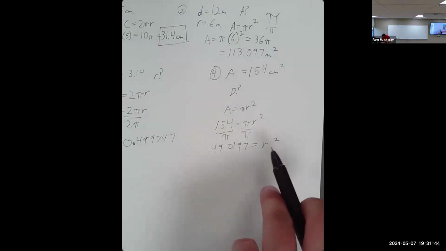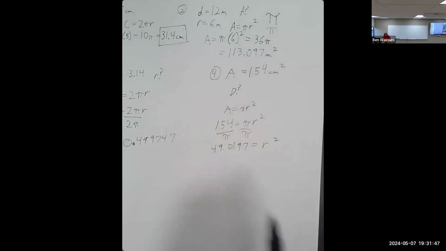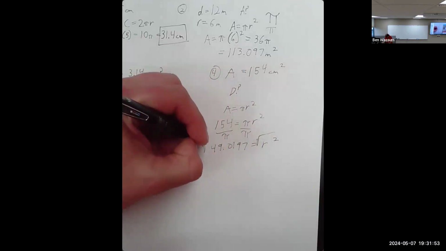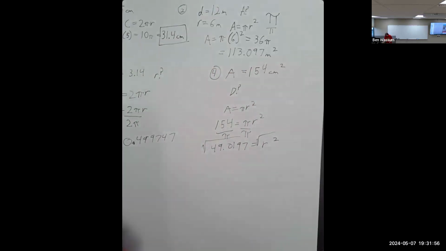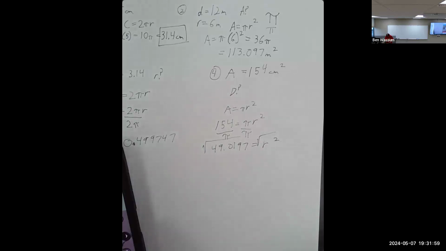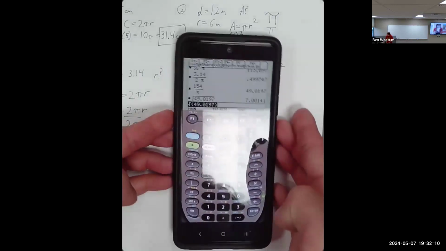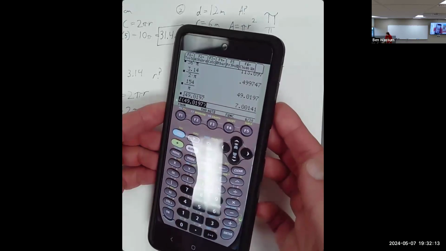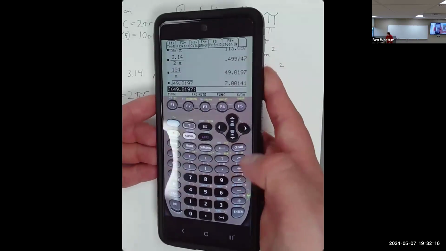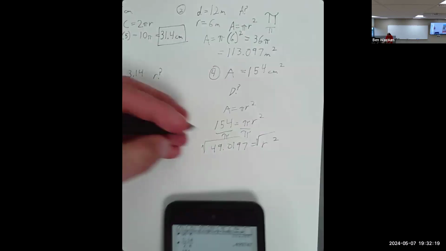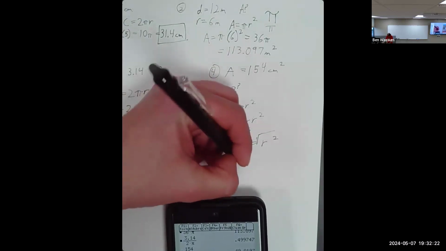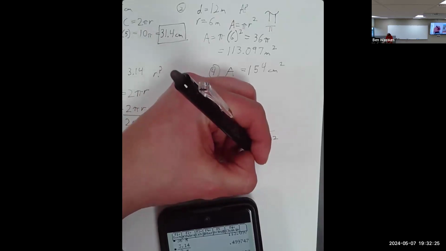So we're solving for r. We have r squared. Well, in order to cancel out a square, we square root both sides. Hey, look, it's that concept coming back to haunt us. How do I get the square root of that? Well, I use the calculator, of course. So I throw it at the calculator. And of course, since I'm finding the square root of almost a perfect square, I get almost 7. So our radius is 7.00141.